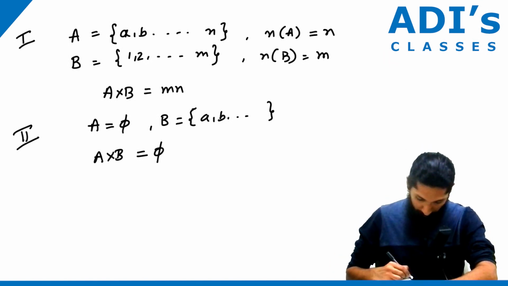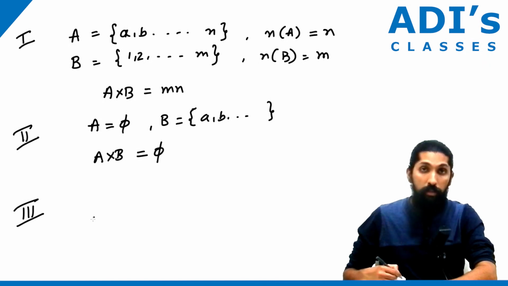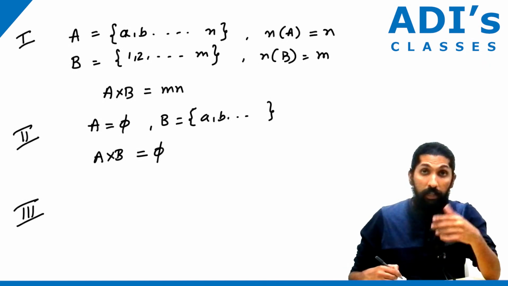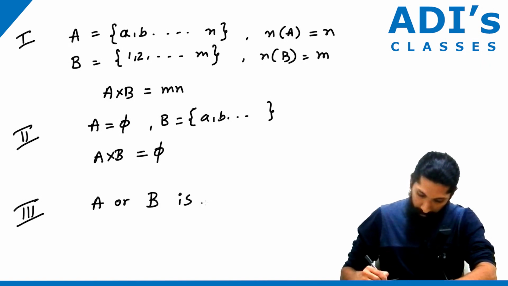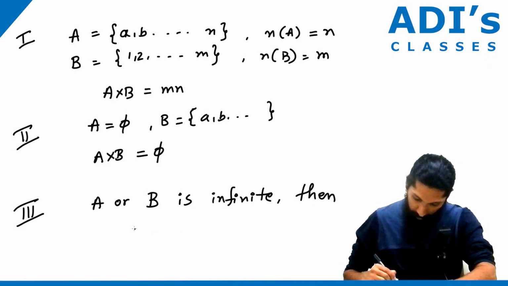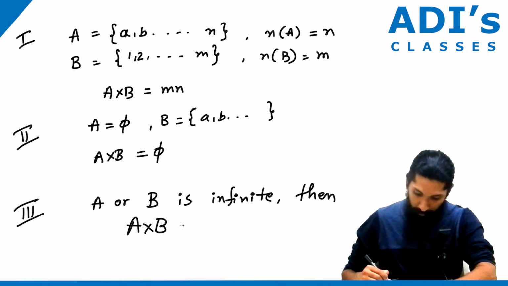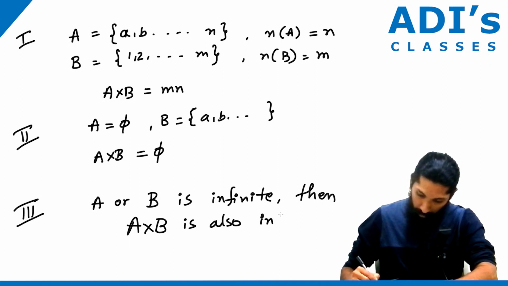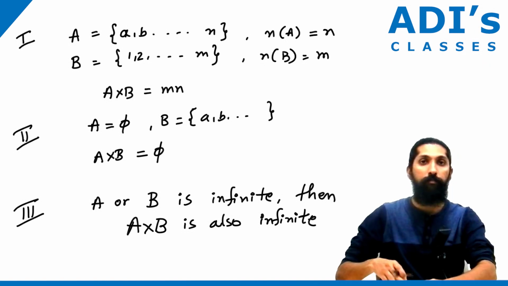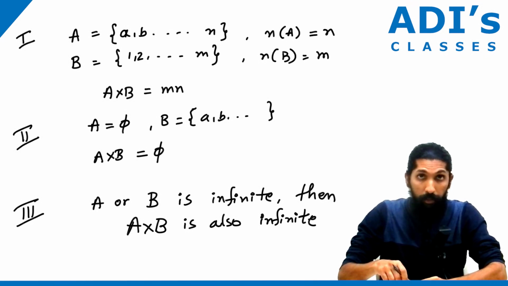The third property: suppose A or B is an infinite set. Okay, so either A or B is infinite, then A cross B is also infinite. This is the third property.